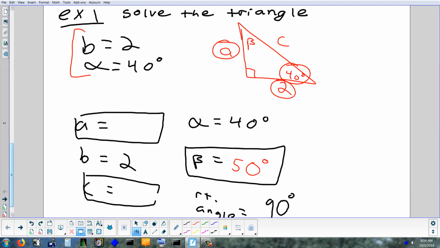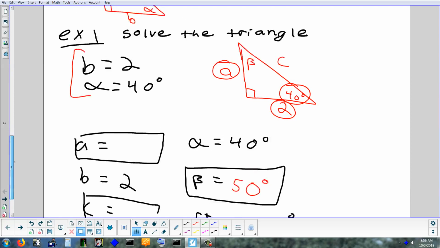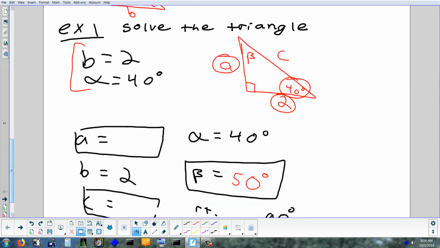But we have beta correct now. So let's look at what we've got here. We're using the angle that's the 40 degrees. So everything is from the perspective of the 40. Using the words opposite, adjacent, or hypotenuse, what's the name of side A from the perspective of 40? It's opposite. And now what's the name of the side that's 2 from the perspective of the 40? Adjacent.